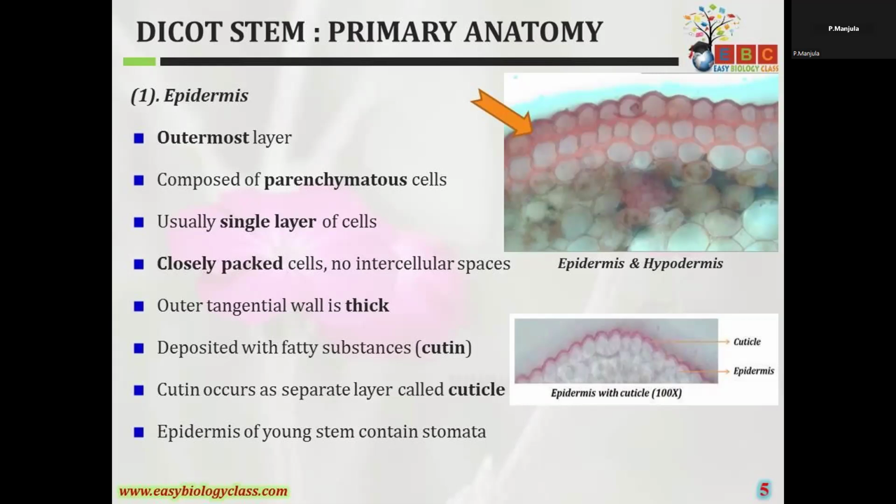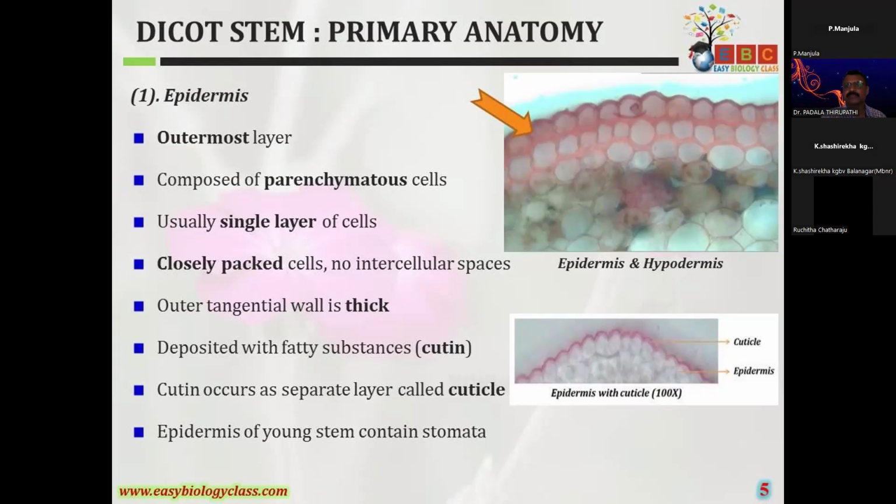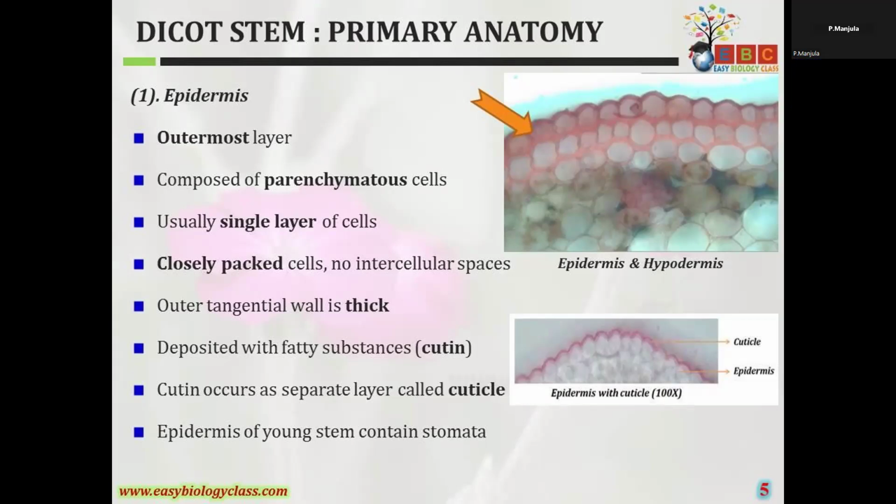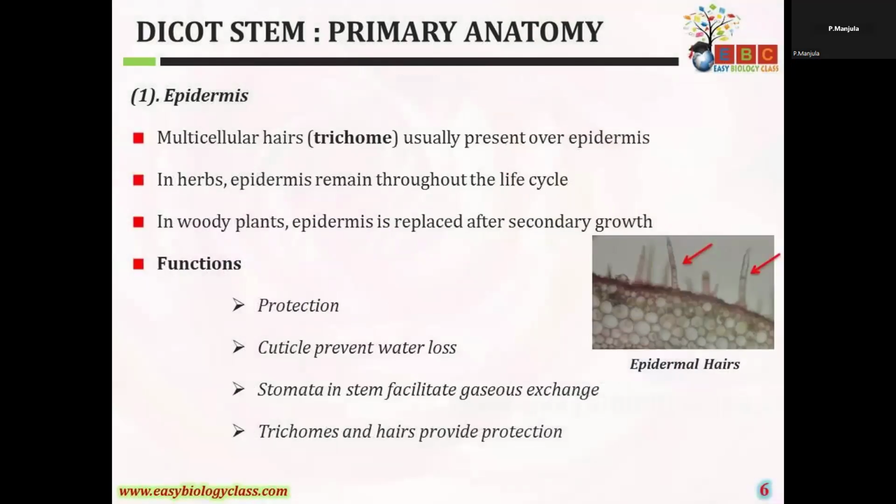This cuticle is made up of cutin. The epidermis of a young stem contains stomata. So the epidermis is single layered and made up of parenchymatous cells, and these cells are closely packed. On the epidermis, cutin is deposited, and this layer is called the cuticle. Next, on the epidermis, multicellular hairs are present. They are called trichomes.